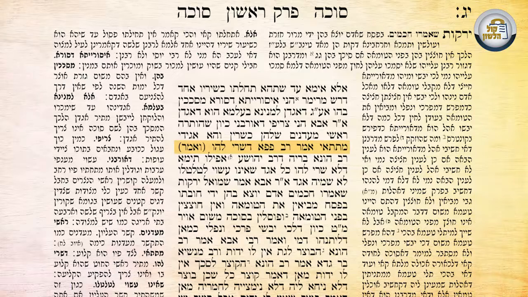So the Gemara answers, we have two approaches. Amar Rav Papa, deshari lahu. So Rav Papa says, yes, you have to undo them as well.